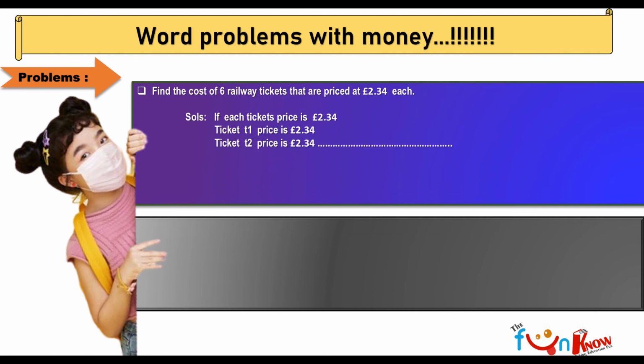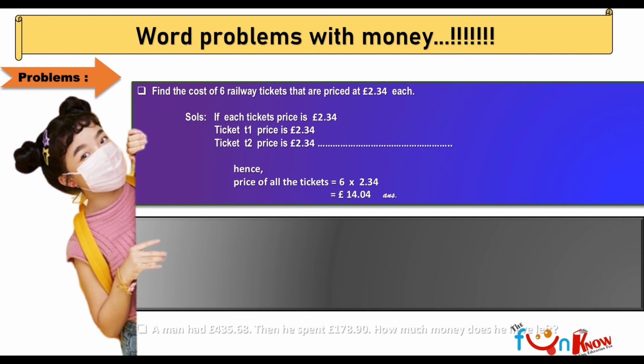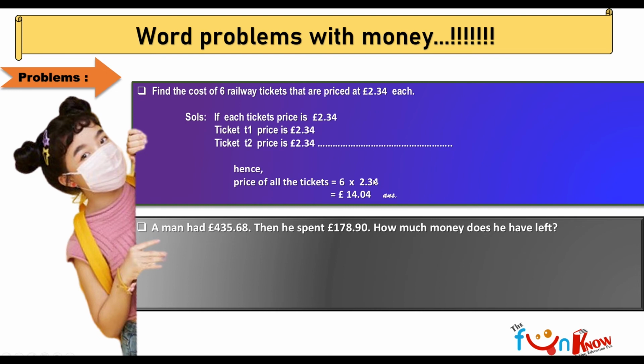ticket T1 price is £2.34, ticket T2 price is £2.34. Hence, the price of all the 6 tickets is going to be 6 times 2.34. The answer would be £14.04.